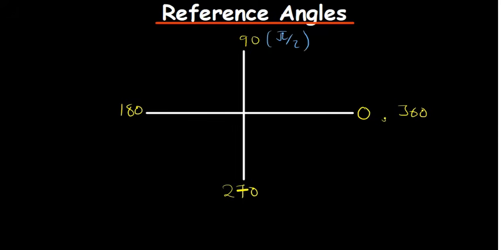For 90, that is pi. This is 3 pi over 2. And then for 360, it's 2 pi. Okay. So what are reference angles?